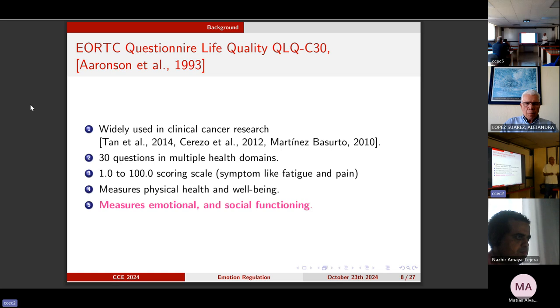The standard questionnaire that we use arose in 1993. It is the European questionnaire, and I don't remember the rest of the name, but it is the life quality questionnaire C30, because there are 30 questions in multiple health domains. This is for the authors that use this tool in a successful model. The scoring scales go from 1 to 100, usually to assess symptoms like fatigue and pain, and measure physical health and well-being as well. But most important for us, it measures emotional and social functions.